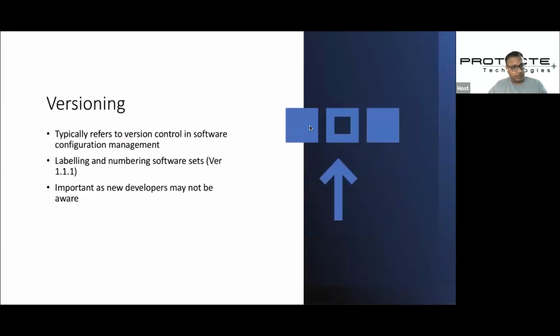Related to change management and configuration management is something called versioning. There is a lot of software and documents which we produce in our organization, and there will be multiple copies and multiple editions. It is very important to have proper labeling and numbering of different versions. Developers need to be aware of this in case they are developing software.